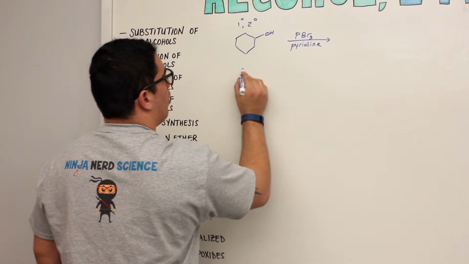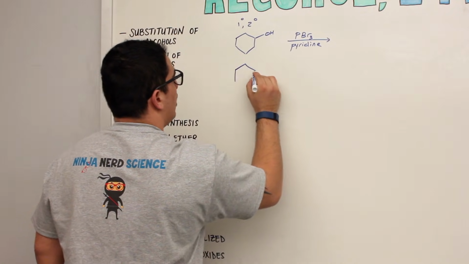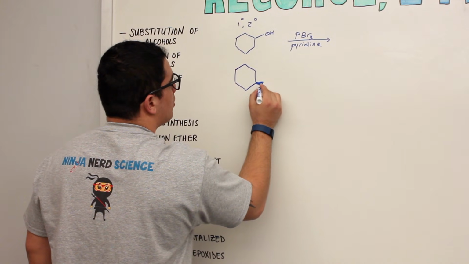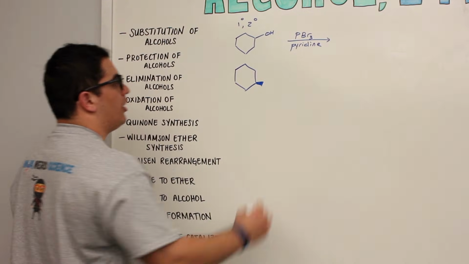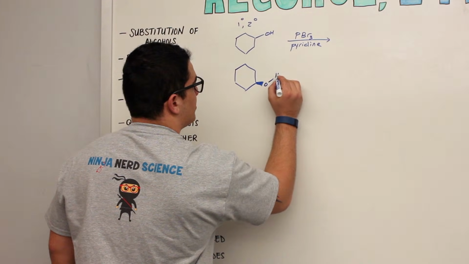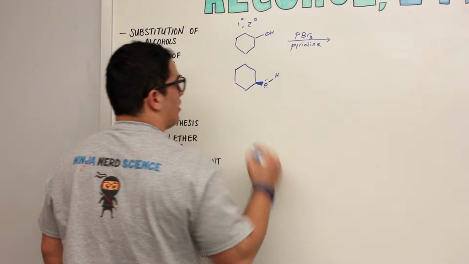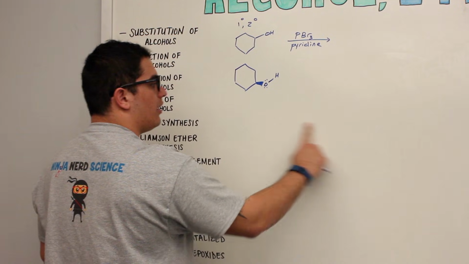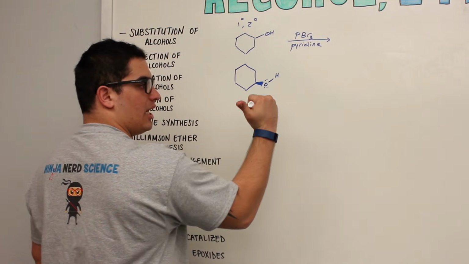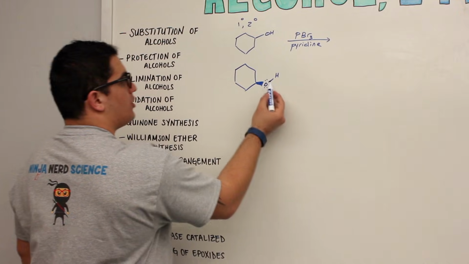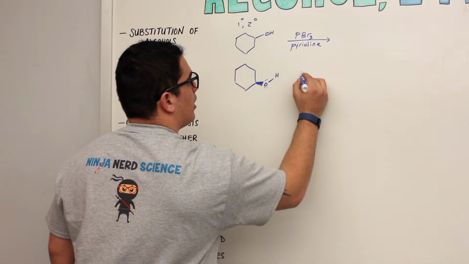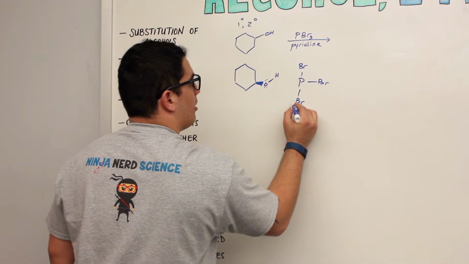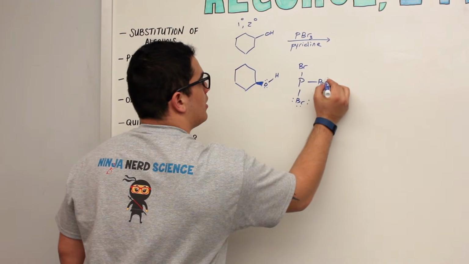I'm going to redraw this molecule, and I'm going to be a little more specific and put that alcohol on a wedge, because there is some stereochemistry in this mechanism. A wedge just means that instead of being in the plane of the whiteboard, it's poking out at you. So we have this alcohol here. Let's react this with our PBr3. There's a bromine, a bromine, and a bromine, with a lone pair of electrons.